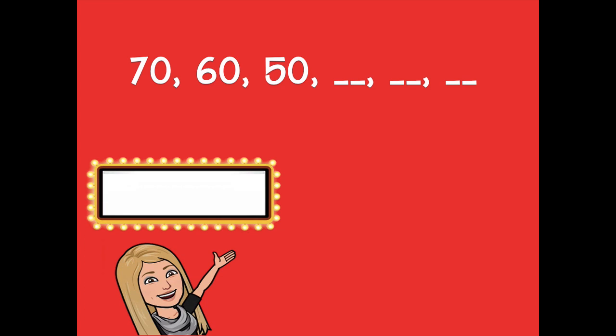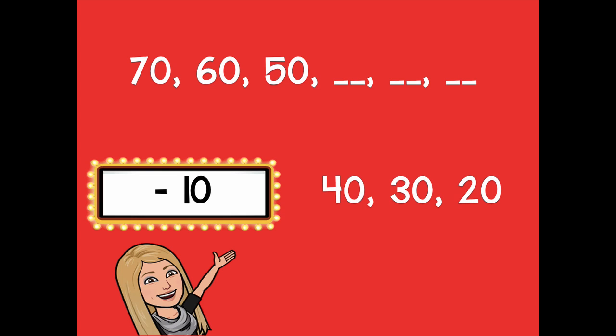One more example like this. All right, so here we have 70, 60, 50. What's the rule, friends? -10. All right, friends, so what's the next three numbers in our pattern? Yeah, 40, 30, 20. Awesome.